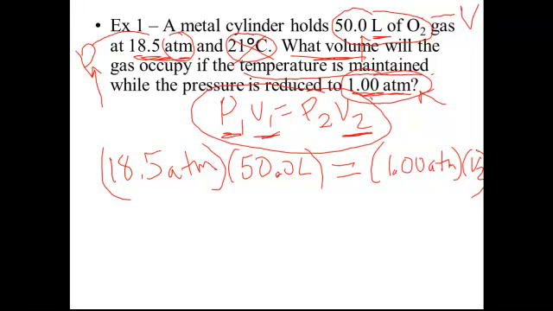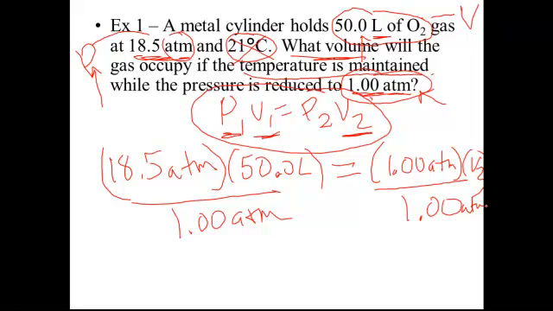And so to get V2 by itself, we're going to divide both sides by 1 atmosphere. And then we can see over here our atmospheres are going to cancel. Here everything cancels. And so when we do our math, we're going to go 18.5 times our 50 liters. And then if it were a number other than 1, we would divide by that number. But it is 1, so we can say that V2, our final volume, is going to equal 925 liters.